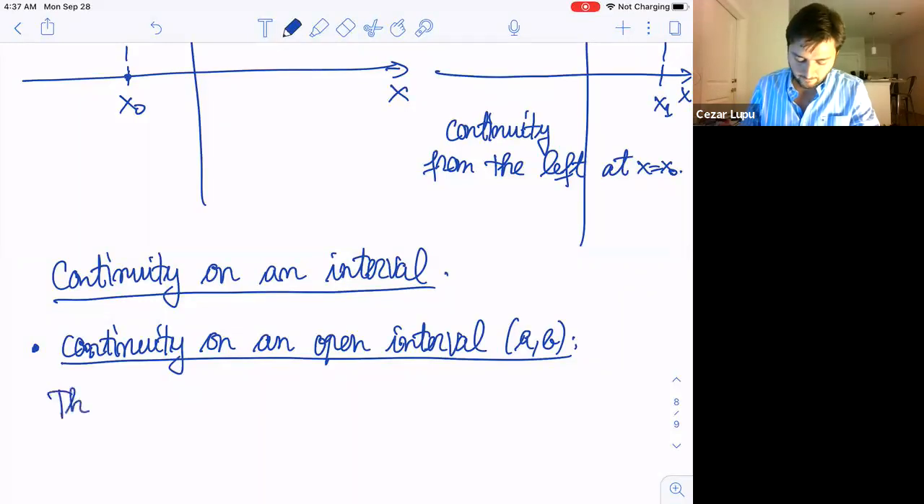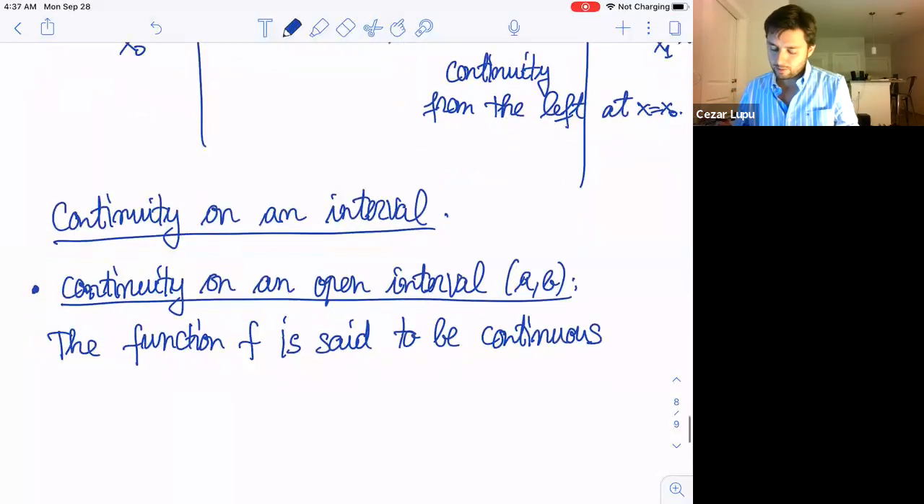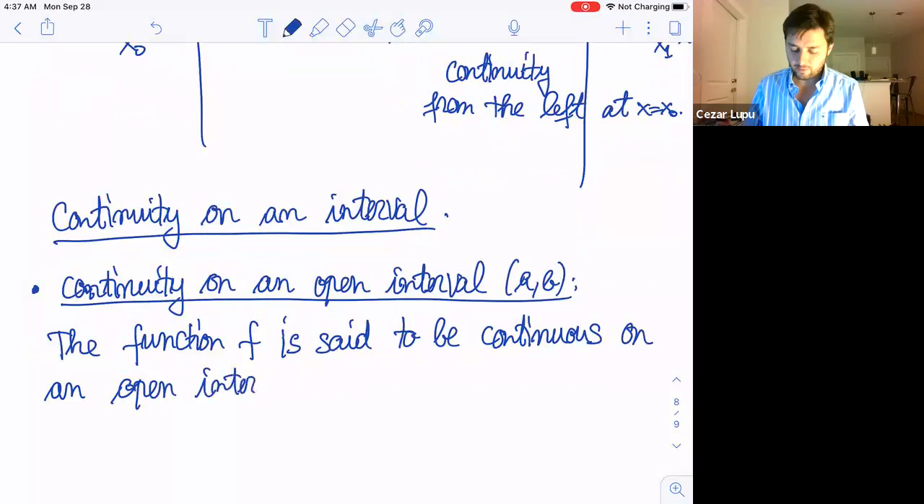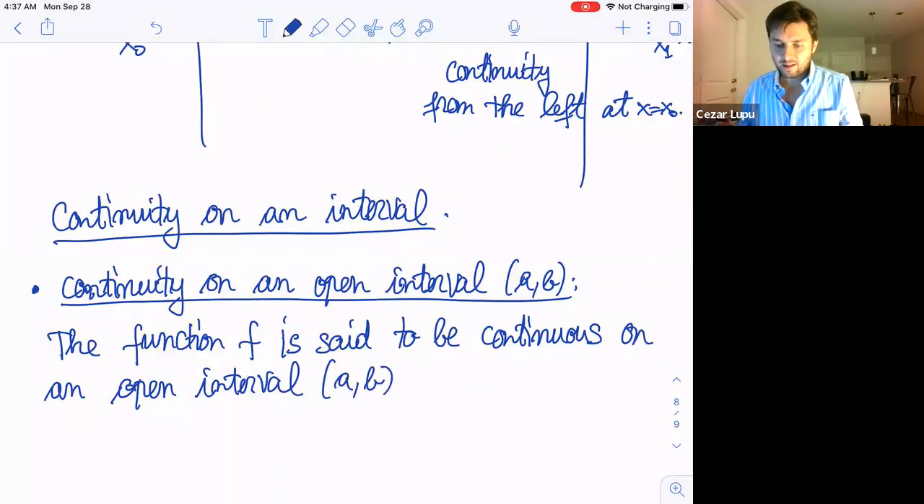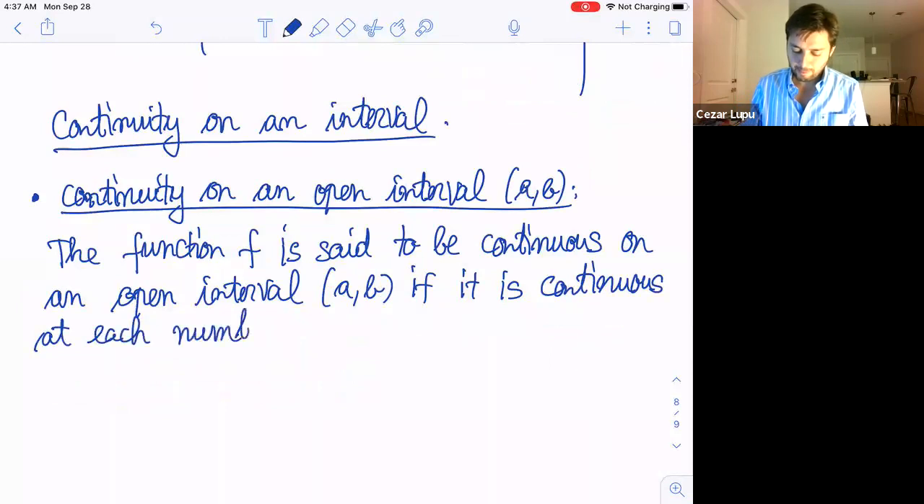Well, we say that the function f is said to be continuous on an open interval, let's just say this open interval AB, if it is continuous, well, as you can expect, at each number in this interval. Well, that's obvious.